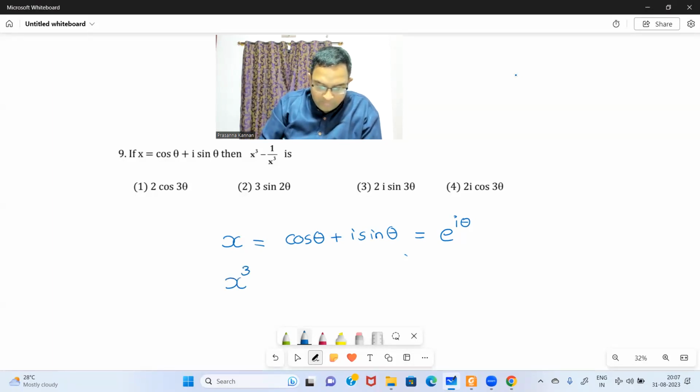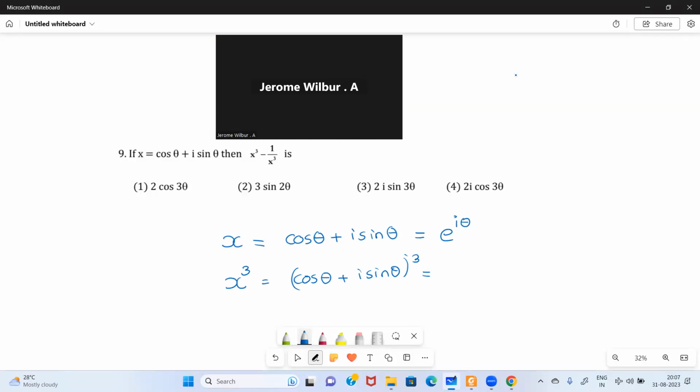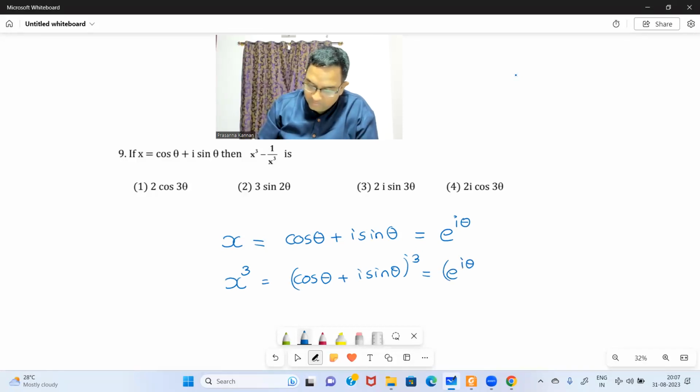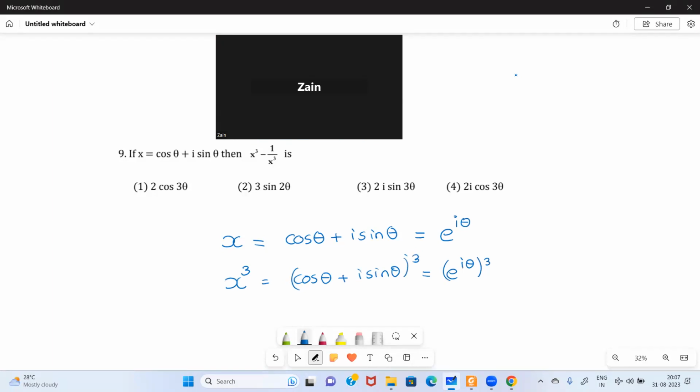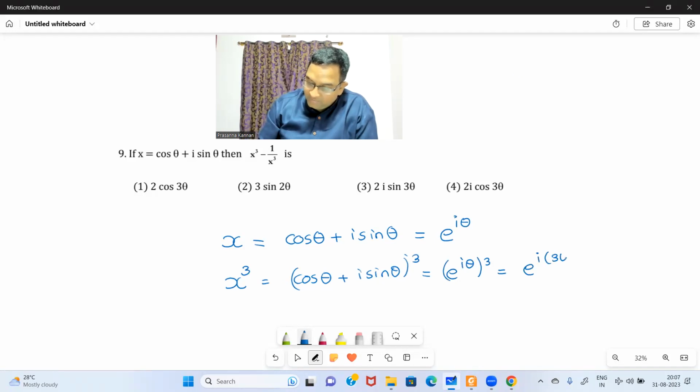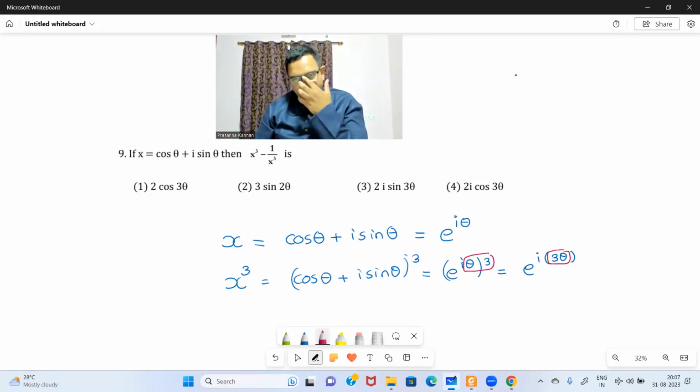Now, what will be x cube? Cos theta plus i sin theta, the whole cube, correct? Or e power i theta, the whole cube, correct? Can I write this as e power i 3 theta? Yes, sir. No problem, right?